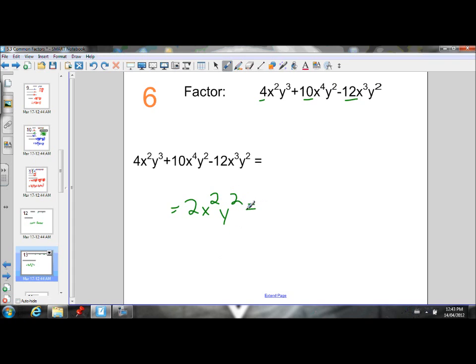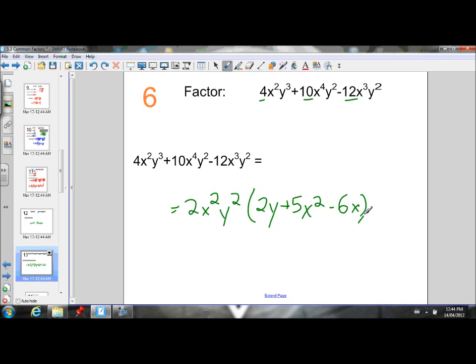Okay. Once I divide each of these terms by the term I divided out. Oh, I shouldn't have drawn an equal sign there. Should be a bracket. There we go. So 4x squared y cubed divided by 2x squared y squared will give me 2y, plus 10x to the 4 y squared divided by 2x squared y squared will give me 5x squared. And then negative 12x cubed y squared divided by 2x squared y squared will give me negative 6x. Okay, so there's my answer for this one.